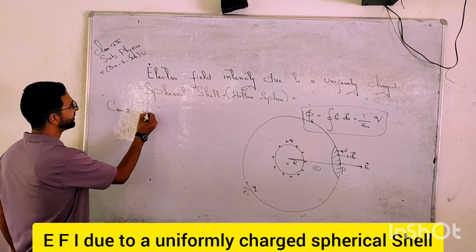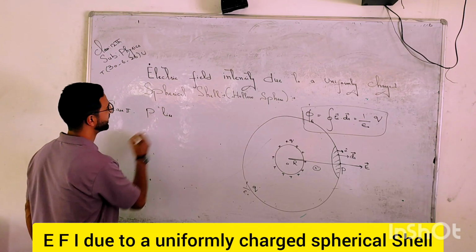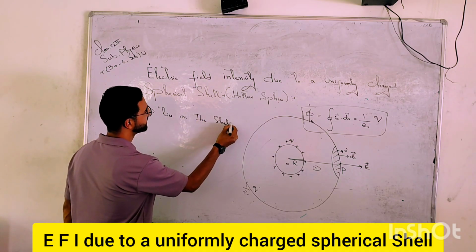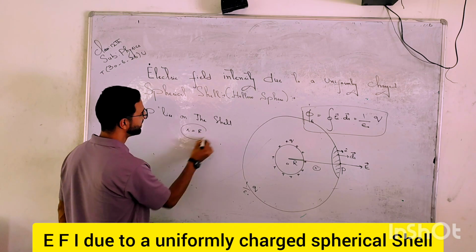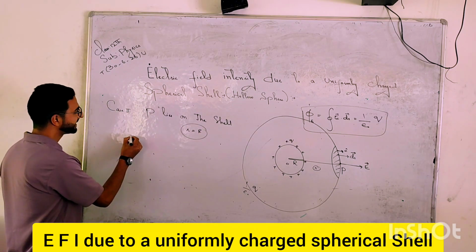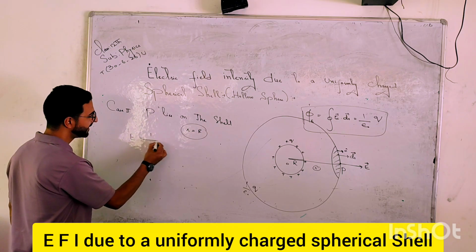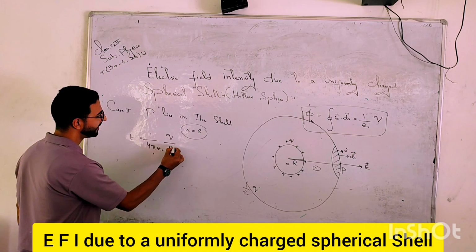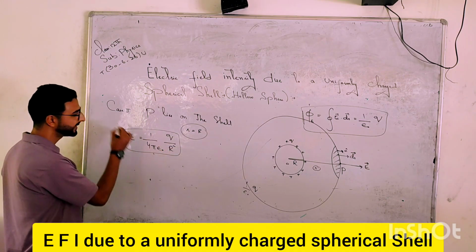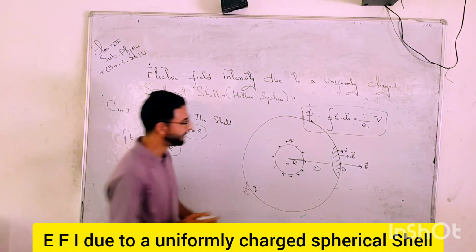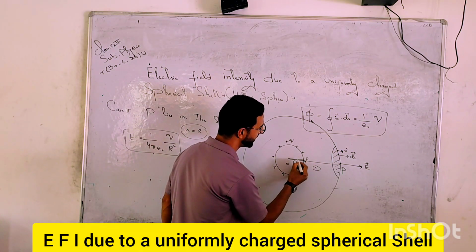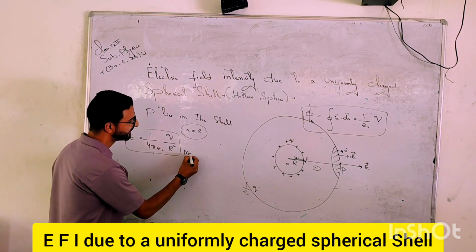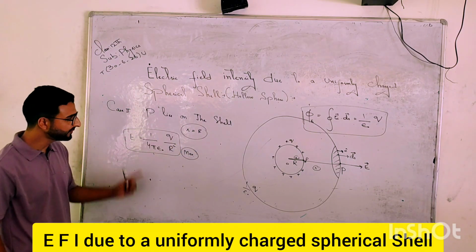Now let us discuss the second case. What will be the second case? When point P lies on the spherical shell, I mean when small r is equal to capital R. You are getting it? So I will get the expression for electric field intensity simply. This is 1 divided by 4 pi epsilon naught q divided by R square. This is the expression for electric field intensity due to a spherical shell when this point P lies on the shell, because here small r is equal to capital R. So in this very case, this will be the maximum electric field for the spherical shell.